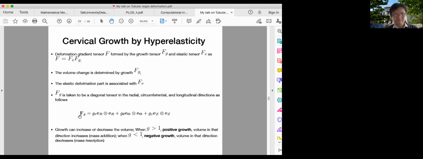And for our model, we assume Fg is just diagonal. So we have gr, g theta, gz, the three parameters in the three directions. When g is bigger than 1, we call it a positive growth. When g is less than 1, we call this negative growth. So for g bigger than 1, the volume in that direction increases, so there is mass addition. When g is less than 1, this is a negative growth, and the volume in that direction decreases. This is for mass resorption.